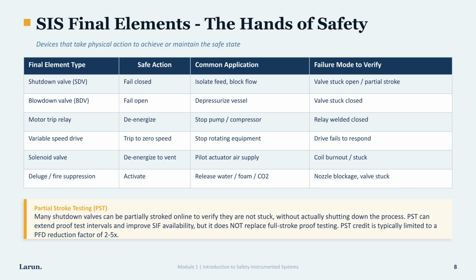SIS final elements are the hands of safety. These devices, like shutdown valves, take physical action. Partial stroke testing, or PST, can verify that a shutdown valve is not stuck, potentially extending proof test intervals, but it does not replace full stroke proof testing.